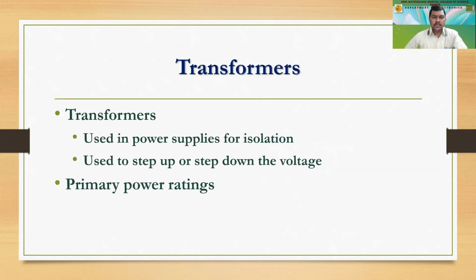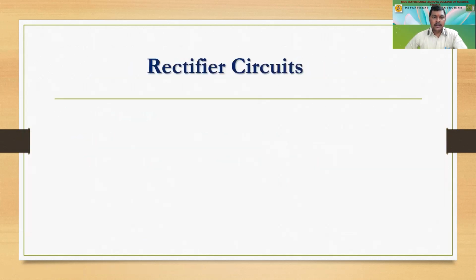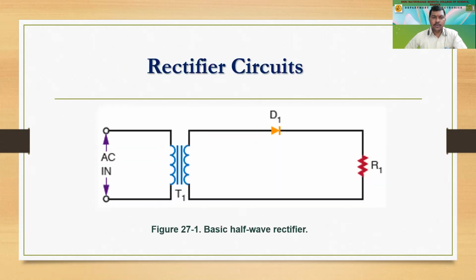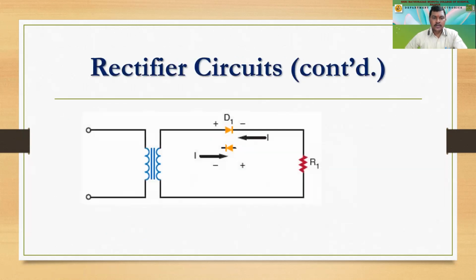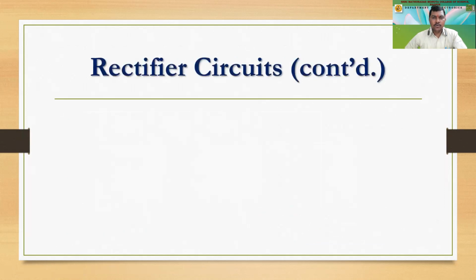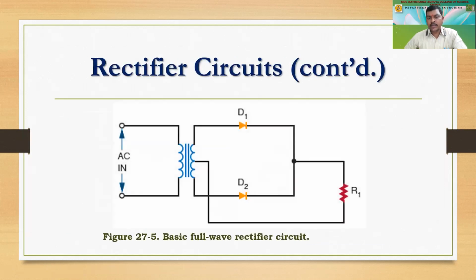So we have studied the transformers and rectifier circuits. This is a half wave rectifier. This is another half wave rectifier. Then this is the full wave rectifier, in which we are using two diodes connected back to back, I guess, and by using the center tapped transformer, right?